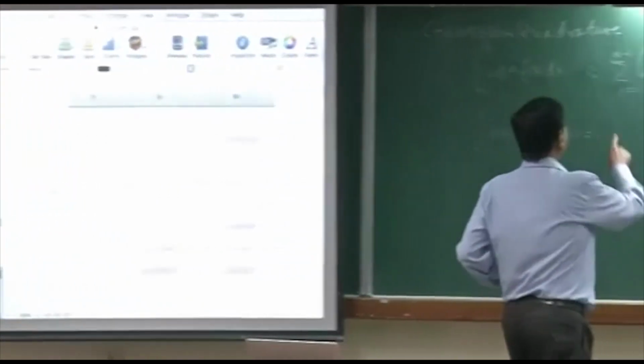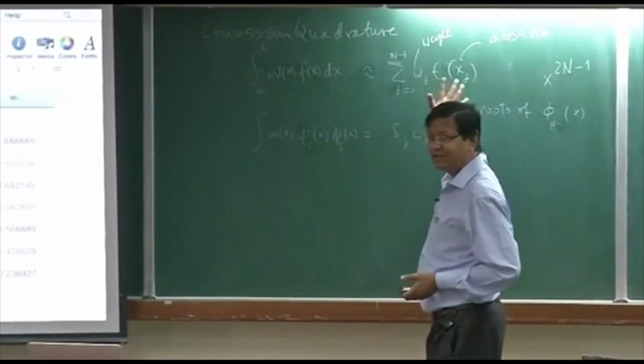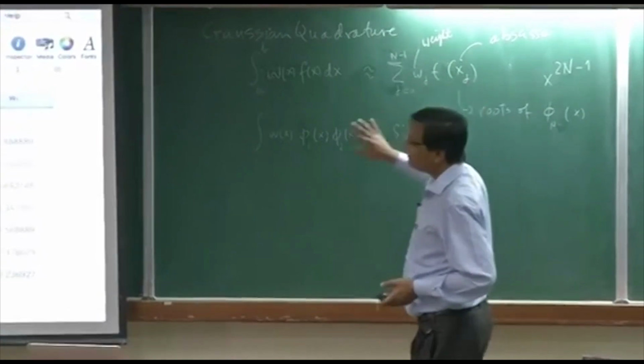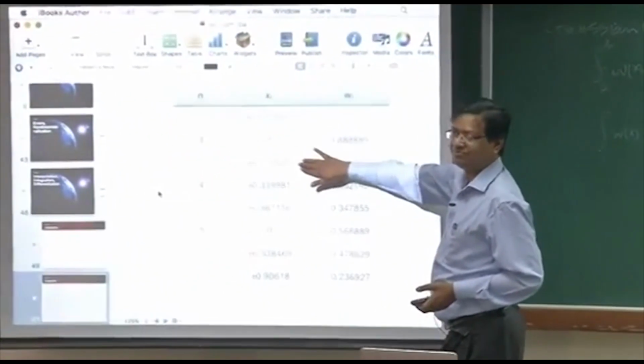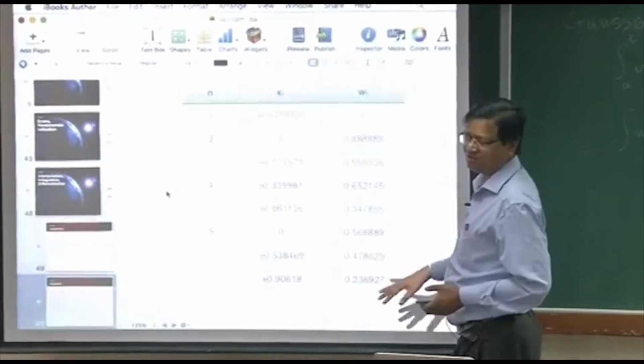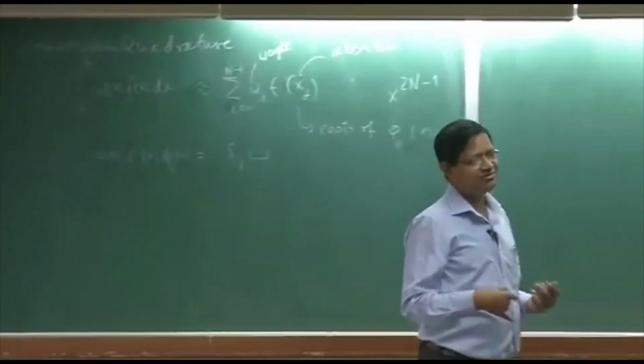So here I have to multiply appropriate weight with f(x_j). You should pair it appropriately. I mean you can't simply multiply this root with the value of the function here. So this table you should know how to use it, and you don't need to go back and derive the weight from first principles. Weight somebody has computed already.